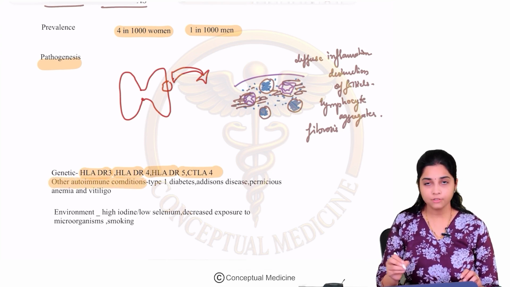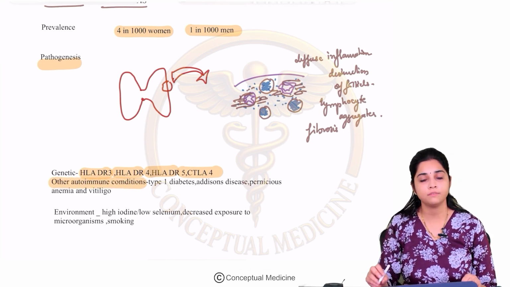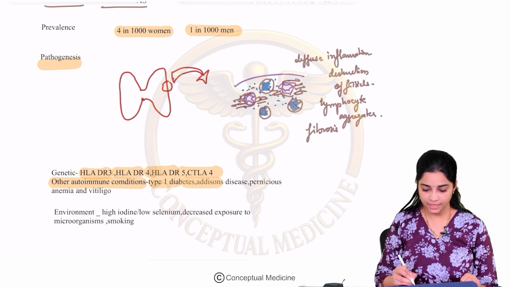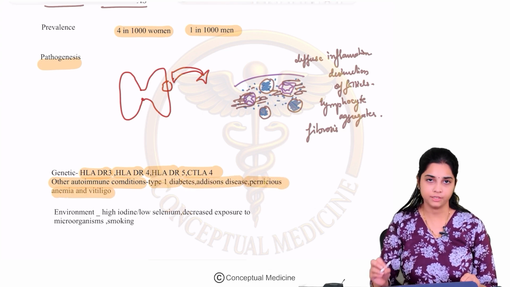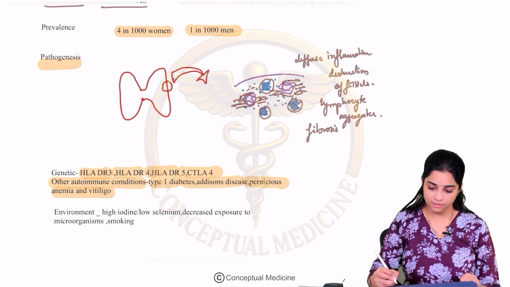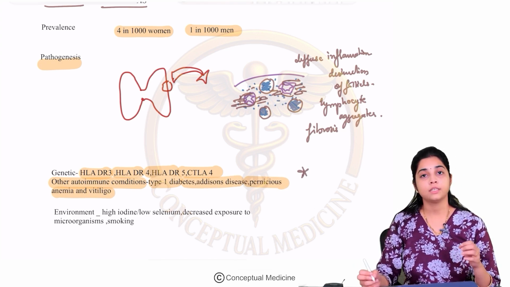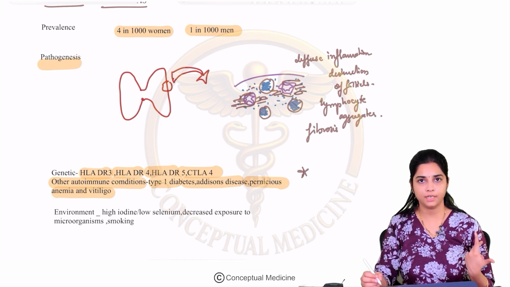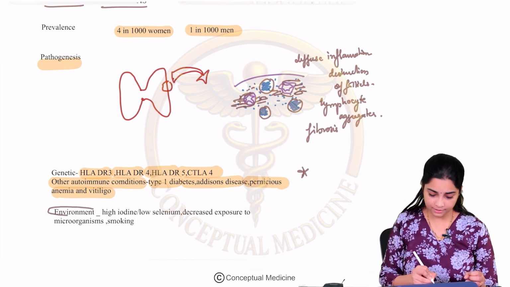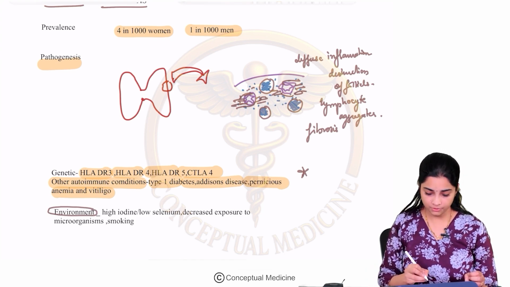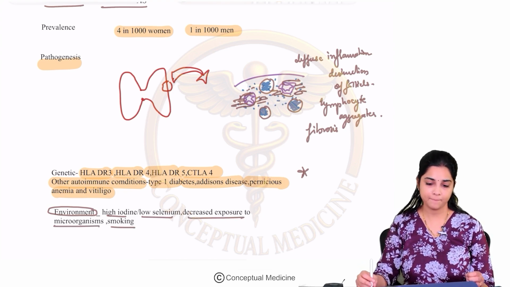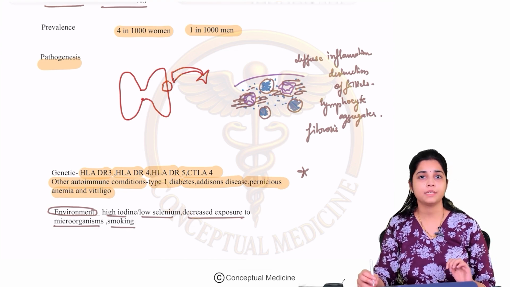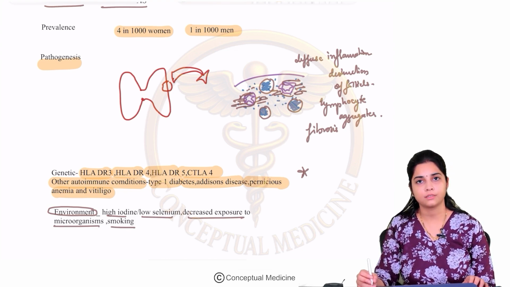Very importantly, a lot of other autoimmune conditions are associated with Hashimoto's, like type 1 DM, Addison's disease, pernicious anemia, and vitiligo. Environmental risk factors for the development of Hashimoto's include a high iodine diet, low selenium diet, decreased exposure to microorganisms and smoking. Okay, so this is about the basics of Hashimoto's thyroiditis.